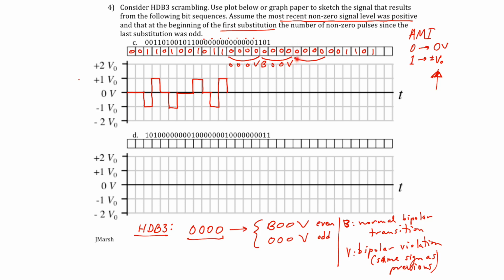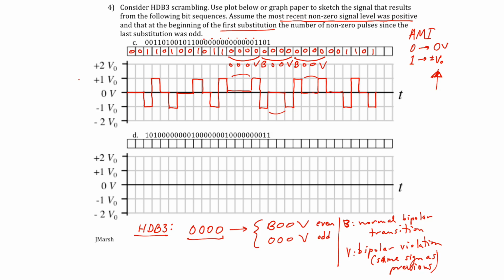I get 3 zeros. I get a code violation here. You can see it's going the same direction. Normal bipolar transition, meaning I flip the sign. 0, 0, 0. Here's another violation. Bipolar. 0, 0, and yet another violation. Here, 3 violations. And then I get a 0, 0, a normal bipolar transition, another normal, a 0, and yet another normal bipolar transition. Okay, so there's what the voltage encoding looks like for this string of 1s and 0s given HDB3 encoding.